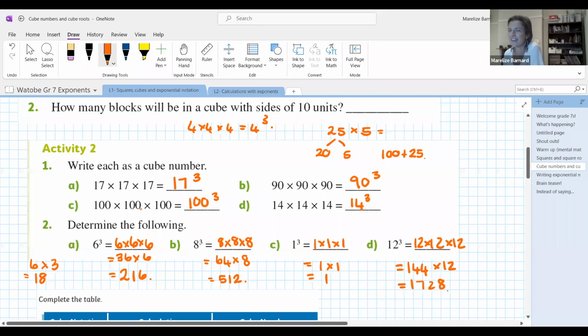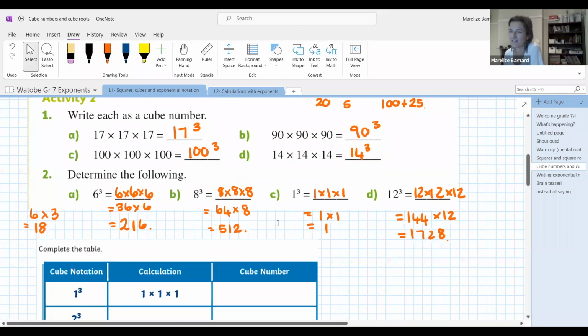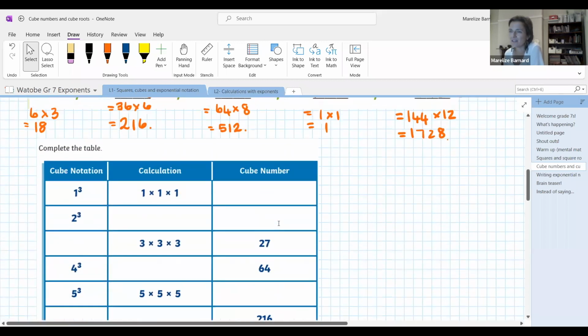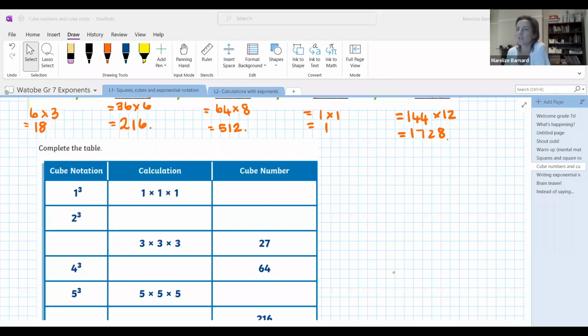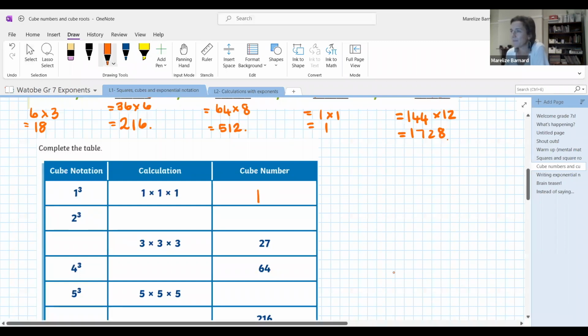1728. Okay, good stuff. Okay, and then let's just complete our table. So 1 cubed is the same as 1 times 1 times 1, and the cube number is 1. I'm going to do this one with you. 2 cubed is 2 times 2 times 2. And how much is that? No calculator. 2 times 2 times 2.